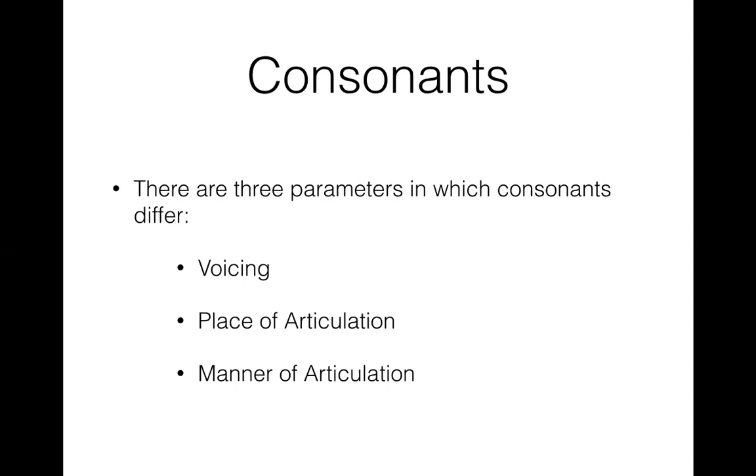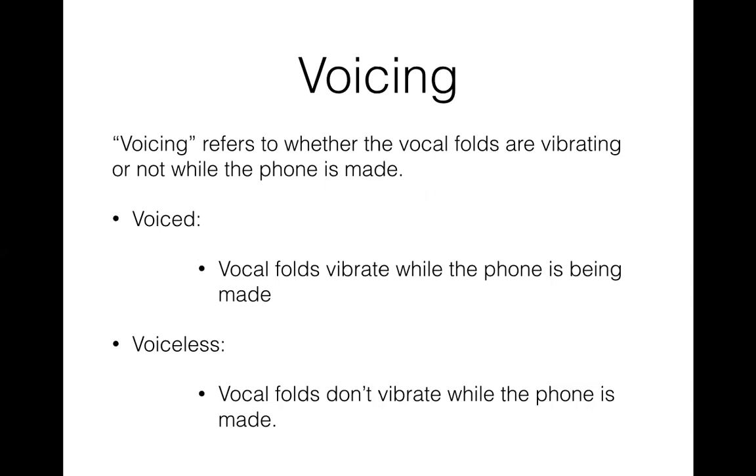So let's get into what is voicing and what's the place of articulation. Remember I talked to you about your glottis and your vocal cords, right? Which is right here. And I also said that when the vocal cords are vibrating, you get different kinds of speech sounds. So when the vocal cords are vibrating when the sound is made, that's called a voiced sound. And when the vocal cords don't vibrate when the sound is made, that's a voiceless sound. So you have a voiced sound and a voiceless sound depending on whether your vocal folds are vibrating when that speech sound is made or not.